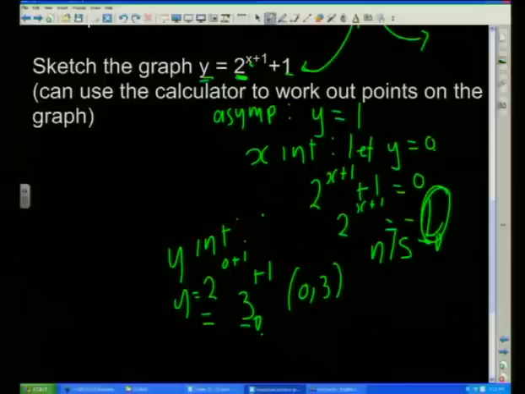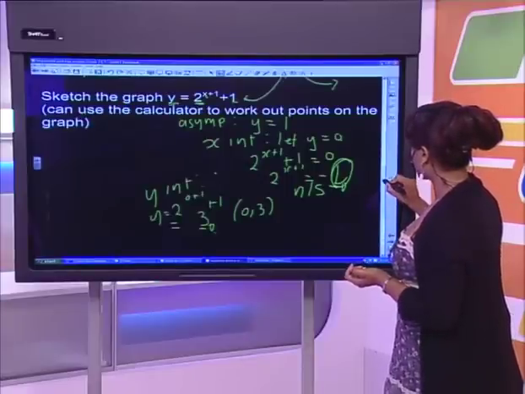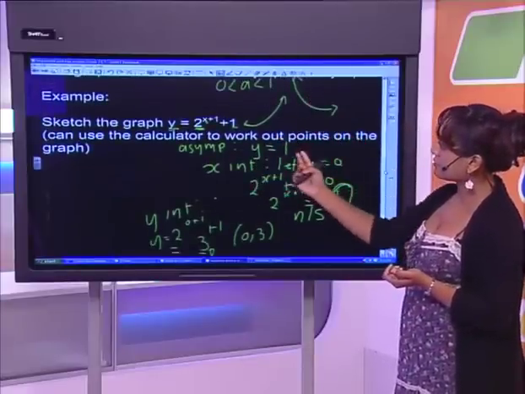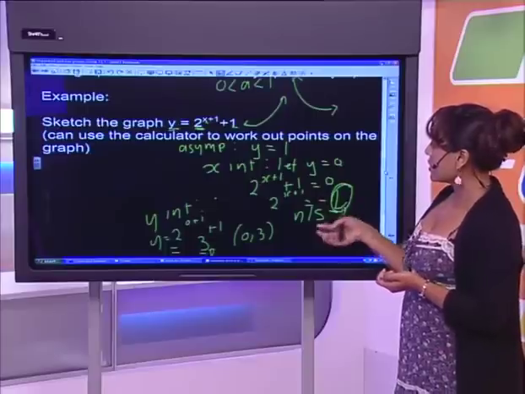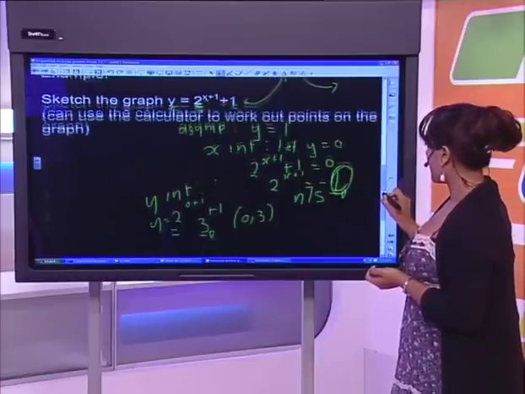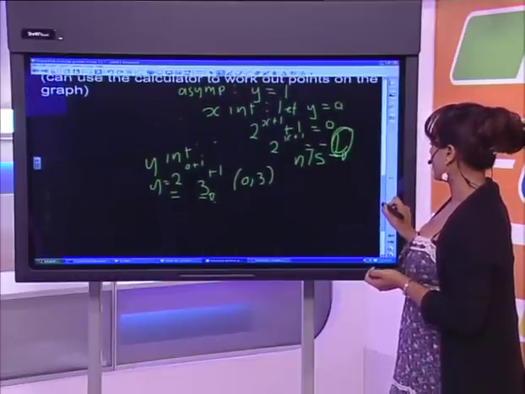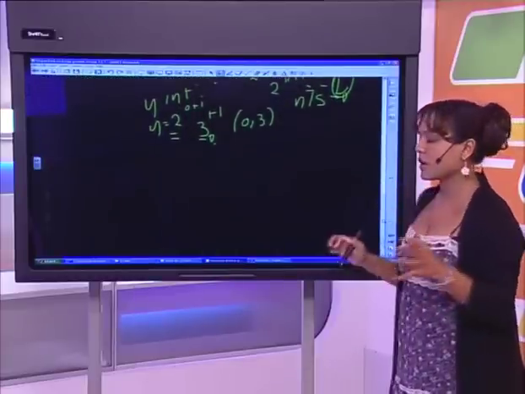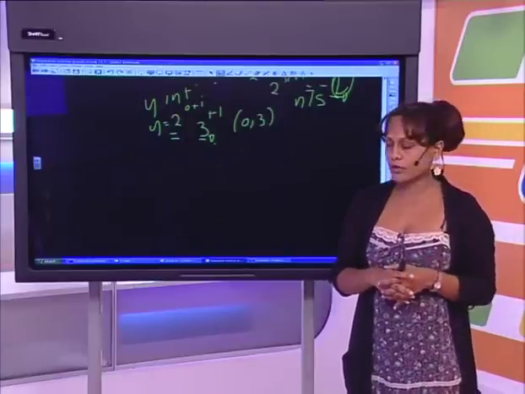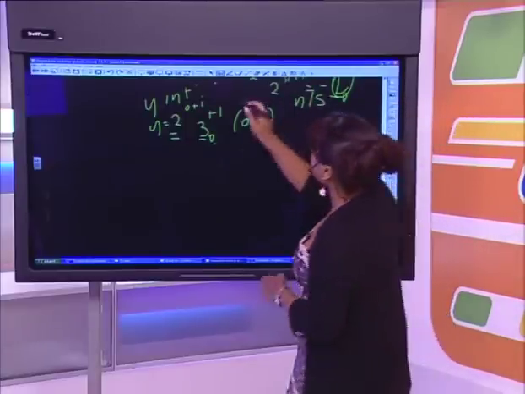So let's go over it again. We know what the shape is. It's an increasing graph, with an asymptote at y is equal to 1. We know that it has no x-intercept. And we know that the y-intercept is 3. So therefore, we now have all the points that we need in order to sketch the graph. So let's do that. Okay, we're going to get our axis up once again.